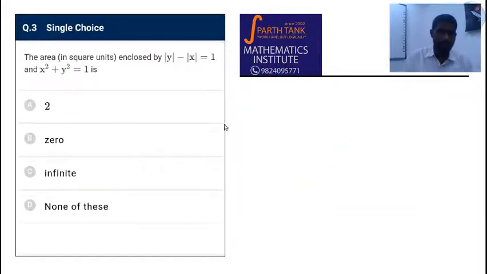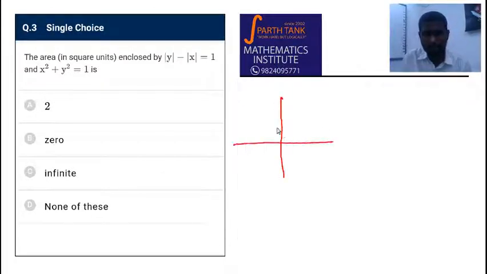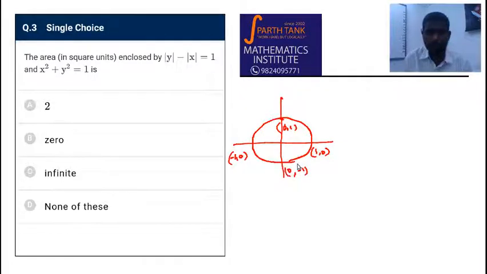Let us move on to question number 3. The area in square units enclosed by mod y minus mod x is equal to 1 and x squared plus y squared is equal to 1 is. Now x squared plus y squared is equal to 1 is just the unit circle. Here it is 1 comma 0, here it is 0 comma 1, here it is minus 1 comma 0, and here it is 0 comma minus 1 basically.